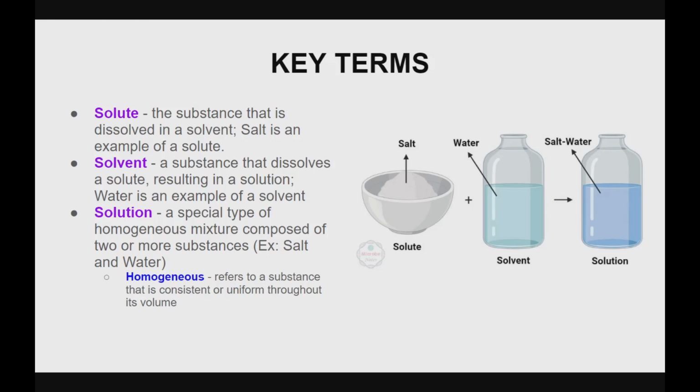A solution is also known as a special type of homogeneous mixture composed of two or more substances, such as salt and water in this example. And homogeneous simply refers to a substance that is consistent or uniform throughout its volume. So that's really important to understand.